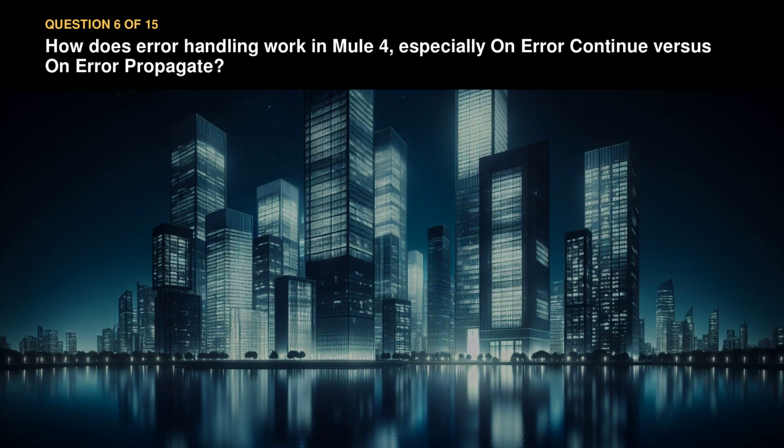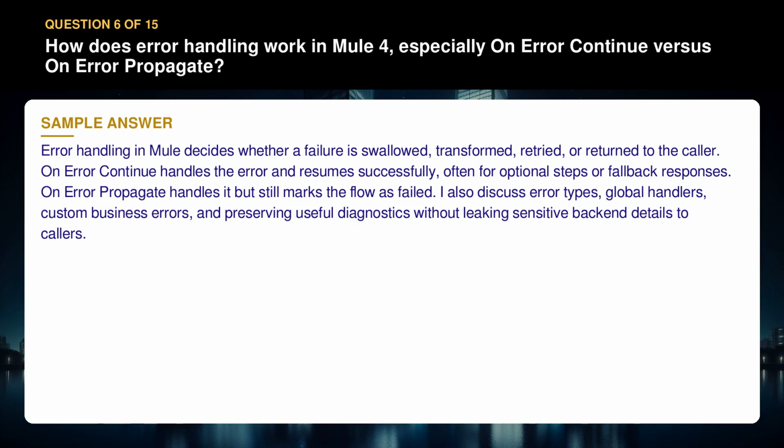Question 6. How does error handling work in Mule 4, especially on error continue versus on error propagate? Error handling in Mule decides whether a failure is swallowed, transformed, retried, or returned to the caller. On error continue handles the error and resumes successfully, often for optional steps or fallback responses. On Error Propagate handles it, but still marks the flow as failed.